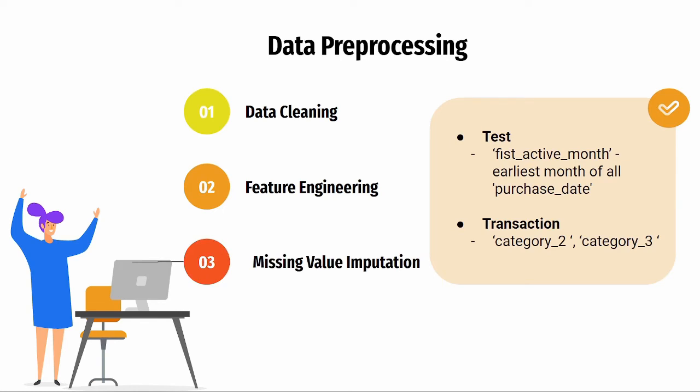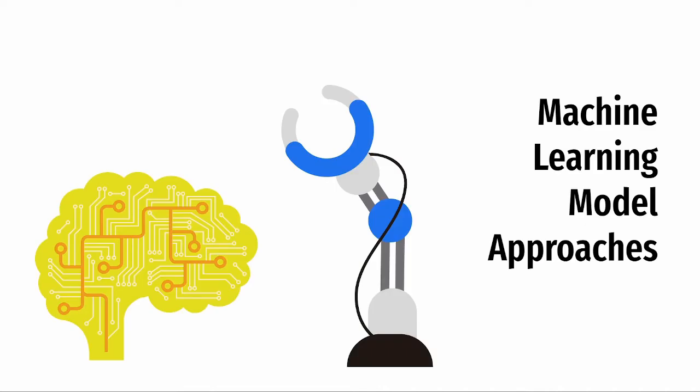Next is missing value imputation. We simply replace the one missing first active month in the test set with the earliest month of all purchase dates. For the missing categorical values, we replace the null values with the mode of that column. Then we will give further explanation on the machine learning model approaches we used in this project.